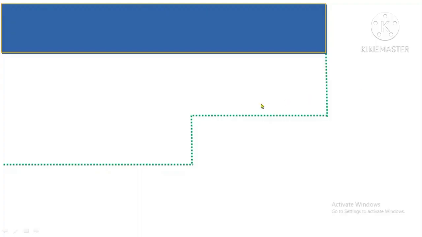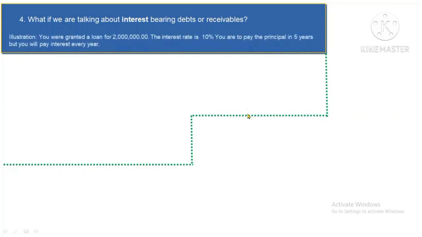The last and the fourth question is, what if we're talking about interest-bearing debts or receivables? Let's go directly to the problem to understand this. So you were granted a loan for 2 million. The interest rate is 10%. You are to pay the principal in 5 years, but you will also pay the interest every year. So actually in here, you have to think that you have two types of debts, the principal and the interest.